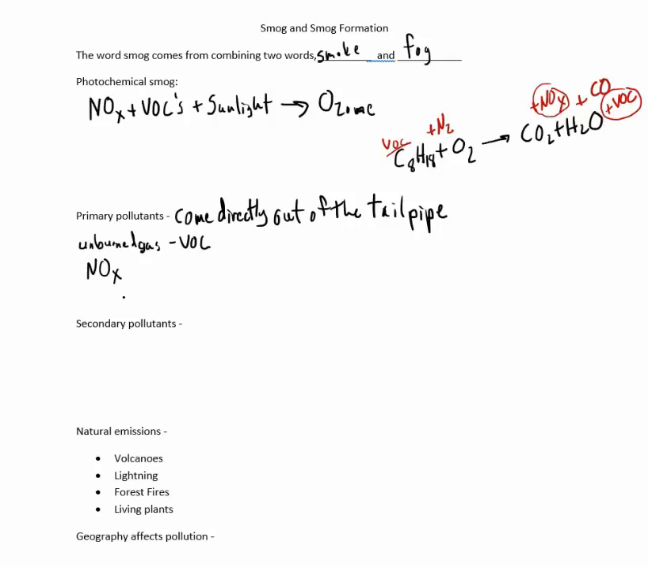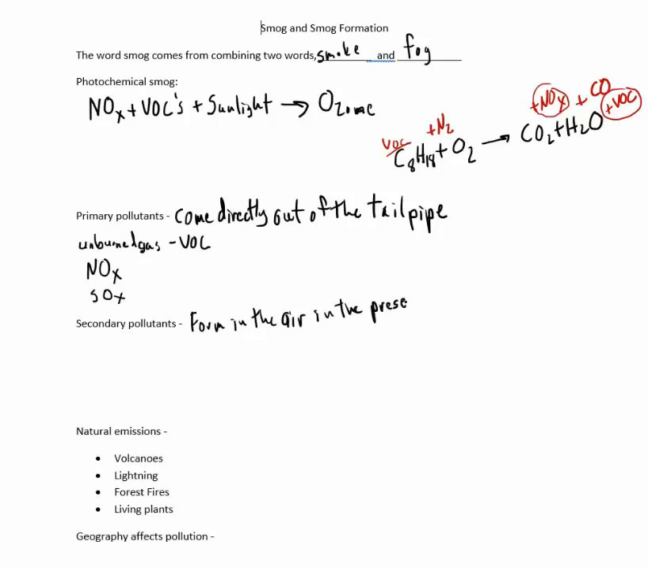If you're burning coal, SOx emissions would be a primary pollutant because those get formed in the boiler at the power plant. So stuff like VOCs, NOx, SOx, those are things that are considered primary pollutants because, again, they're formed in the combustion chamber and they come directly out of the tailpipe. Secondary pollutants form in the atmosphere. I'm just going to write air for short, in the presence of sunlight typically.